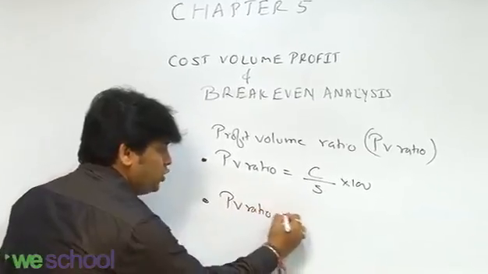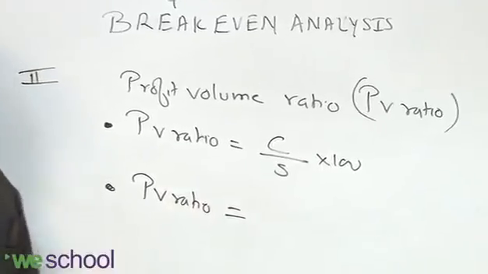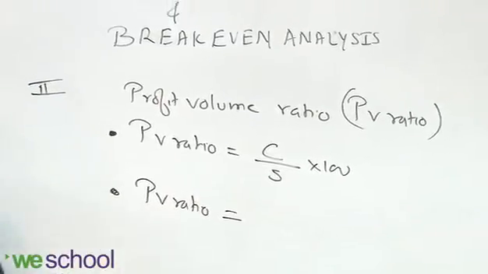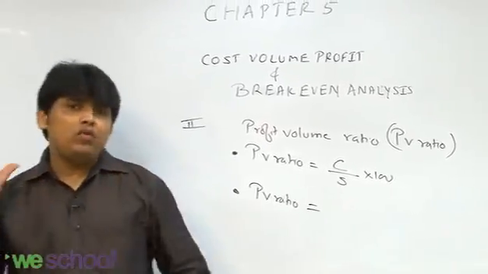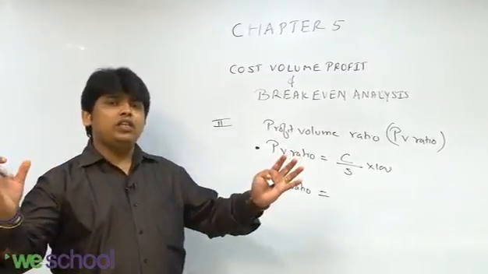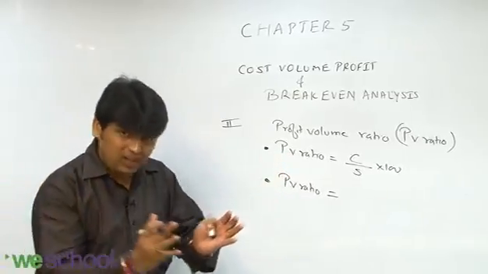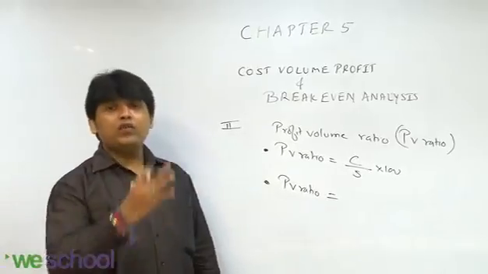The second formula is used in order to know the profit volume ratio. What is profit volume ratio? It is nothing but a percentage of contribution. In this technique, the whole importance is given to the contribution. If the product is giving larger contribution, it is earning a good profit for the company. If the product is giving lesser contribution, the company is not getting good returns from the particular product.